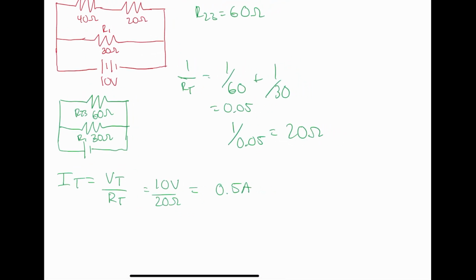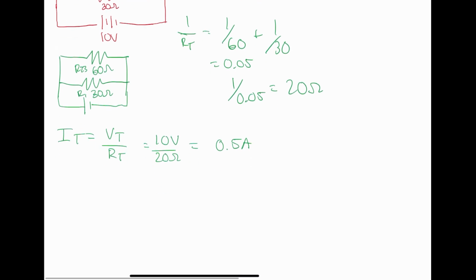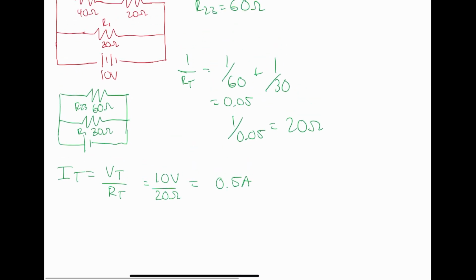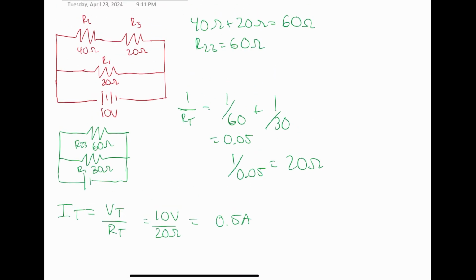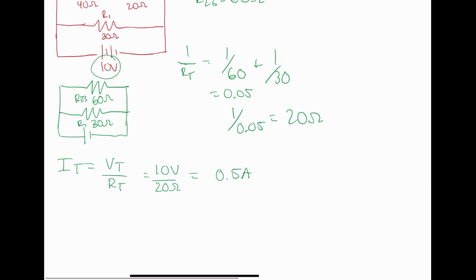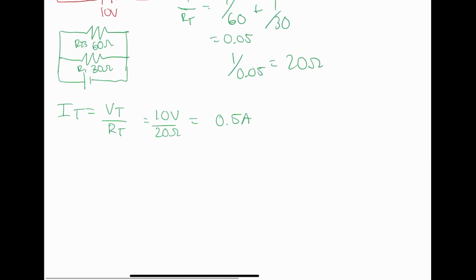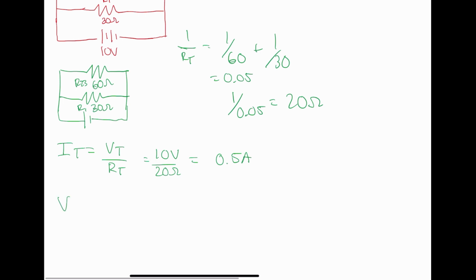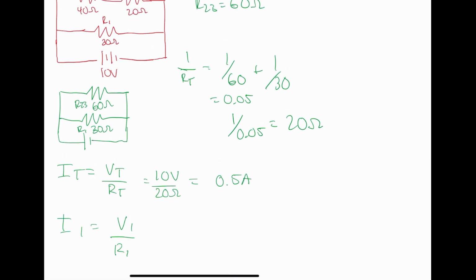Okay, if we want to solve for R1 current, we know that in a parallel circuit the voltage across this side and this side will both be equal to 10 volts, because of Kirchhoff's law for parallel circuits. So I1 is equal to V1 over R1. We're not given V1, but again, because it's a parallel circuit, this is equal to 10 volts and this is also equal to 10 volts. The entire thing.